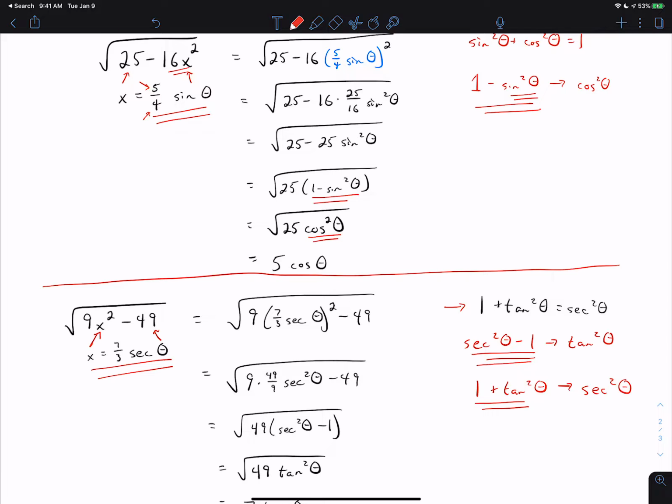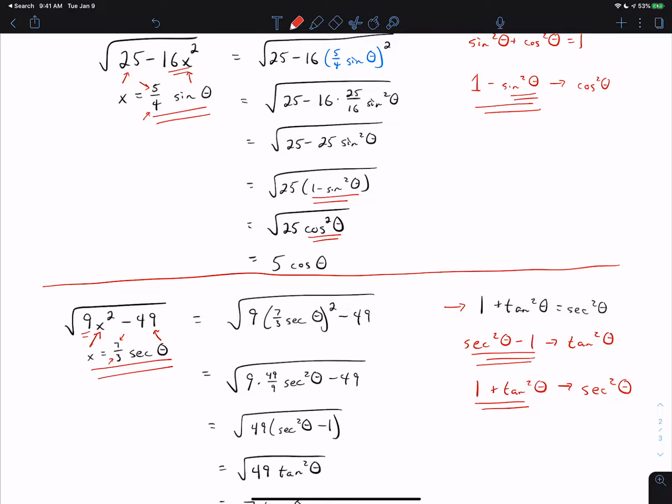On the second problem, I am able to mess with the 9. So I'm able to change the 9 and make it match 49. So I put 3 on the bottom knowing that that would cancel out the 9. I put 7 on the top knowing that that would end up with 49.